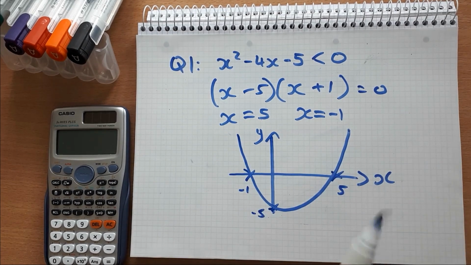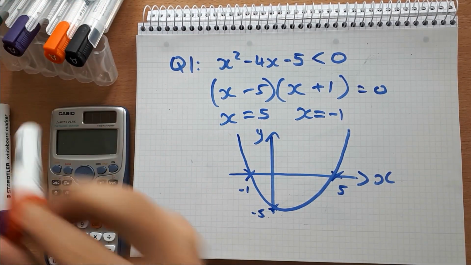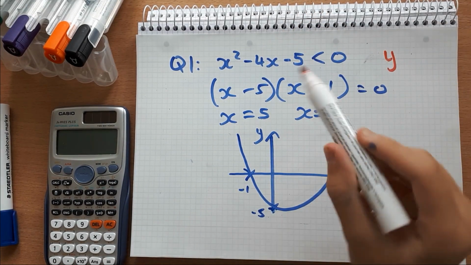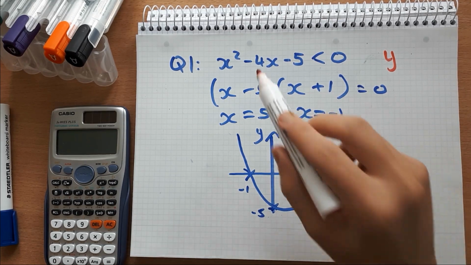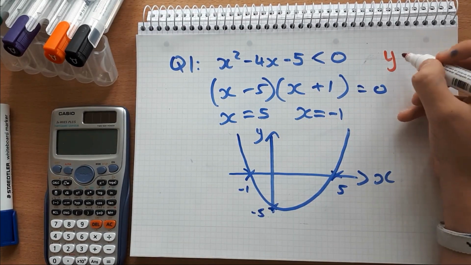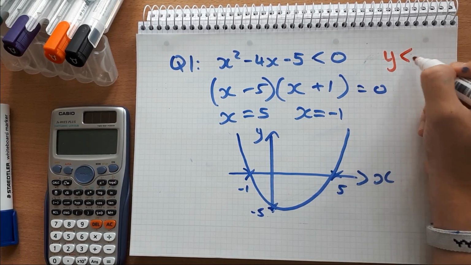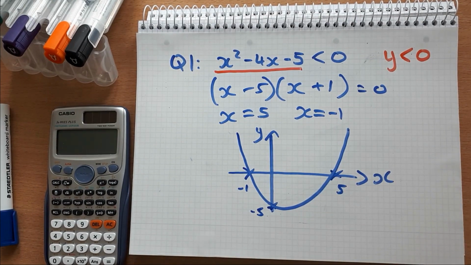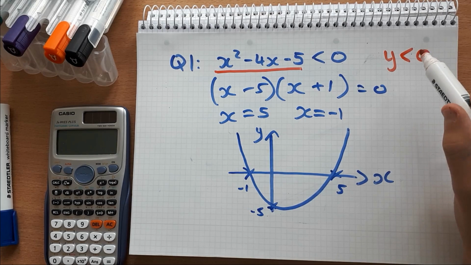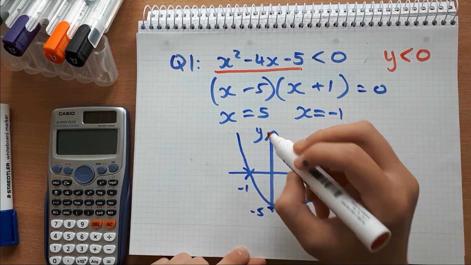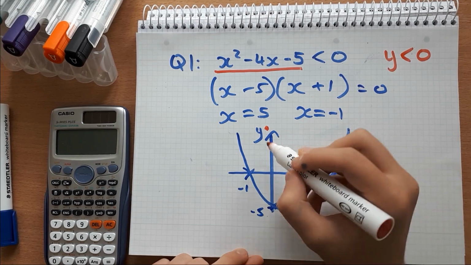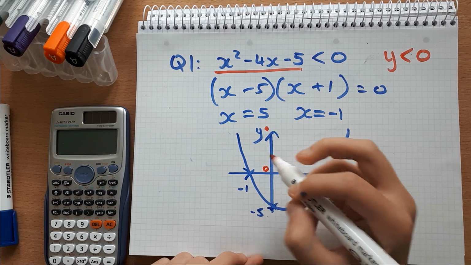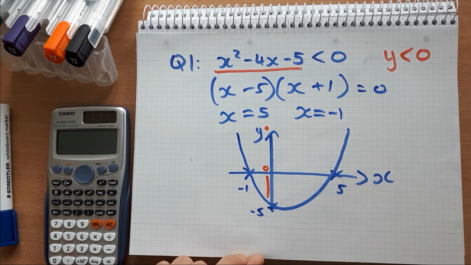I'm going to switch color of pen. So we are wanting to find out whenever the expression here, which we can call y, because this graph is literally y equals x squared minus 4x minus 5. And so y is less than 0. So we're just calling this y and then less than 0. So on our graph, this is the y value here, obviously. And we're looking for whenever y is under 0. So y is 0 at the axis and less than 0 in this region here.